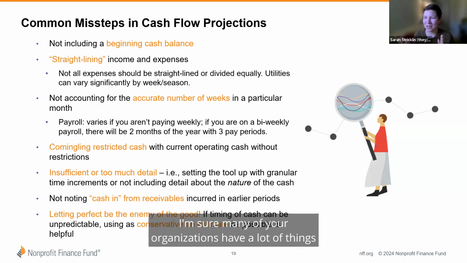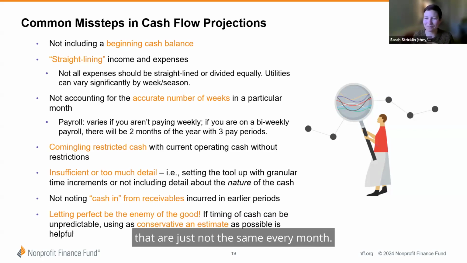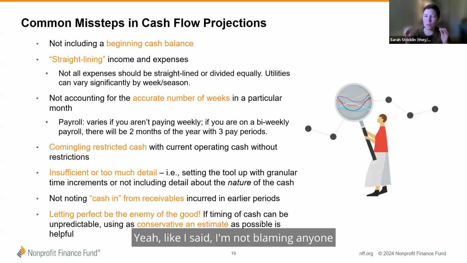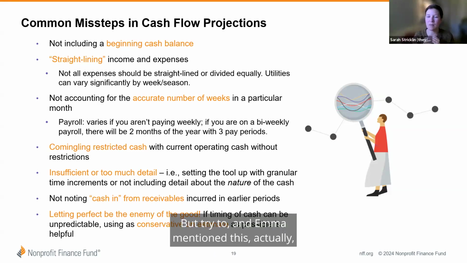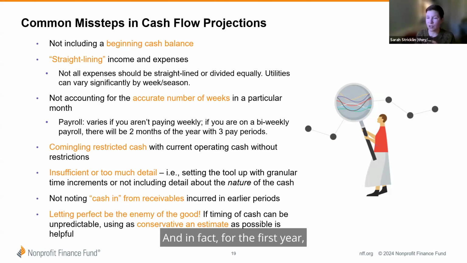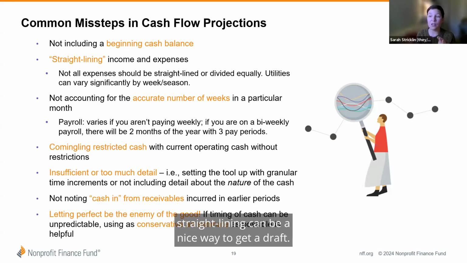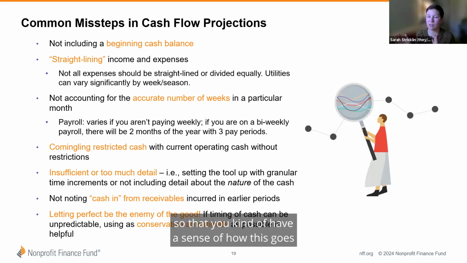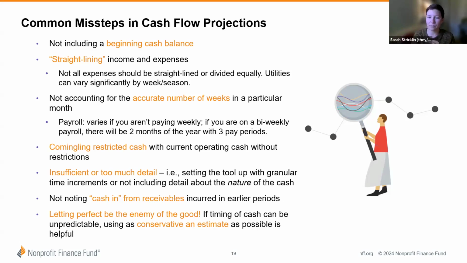I'm sure many of your organizations have a lot of things that are just not the same every month. Like I said, I'm not blaming anyone if that's where you start, but when you're going through each month, try to fill it in with your actuals. And in fact, for the first year, if you're just taking on a cash flow projection tool for the first time, straight lining can be a nice way to get a draft. And then as you go through each month, you can fill in your actuals so that you have a sense of how this goes in real time.